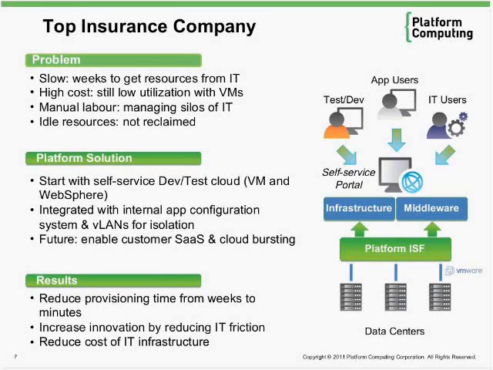So this one is a top insurance company headquartered in North America. Very typical situation where they have very large VMware installations, many VMware clusters, and the main problem they had after they have successfully virtualized their infrastructure and allow a bunch of applications to run in these servers, oftentimes shared, and achieve the server consolidation, is that it still takes weeks to get resources from IT because it's a manual process, and the cost is still high, even though there's some server consolidation.